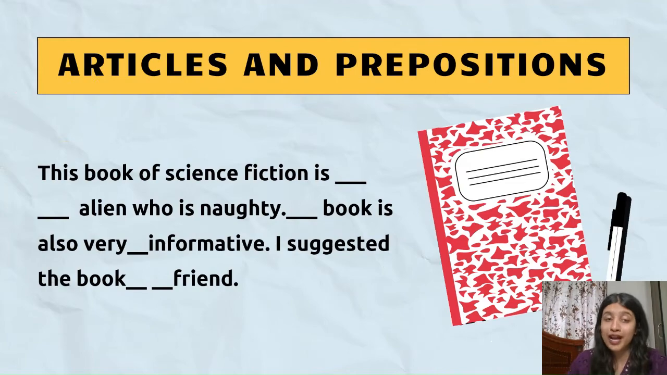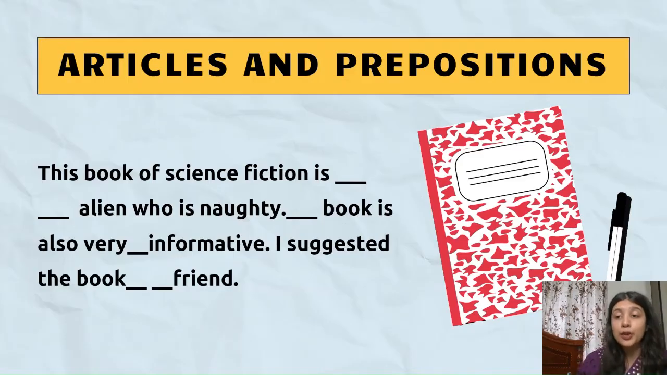The book of science fiction is about an alien who is naughty. The book is also very informative. I suggested the book to a friend. So this book of science fiction is about. About is used to indicate a topic or a subject. An alien: an is used before words that sound like a vowel.